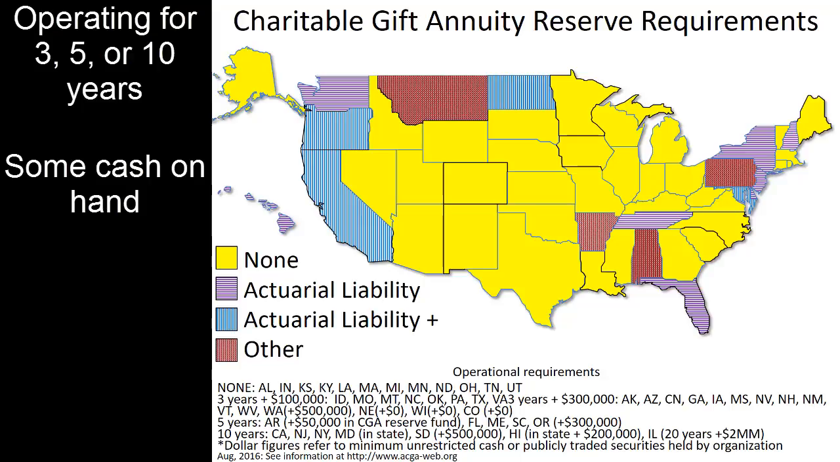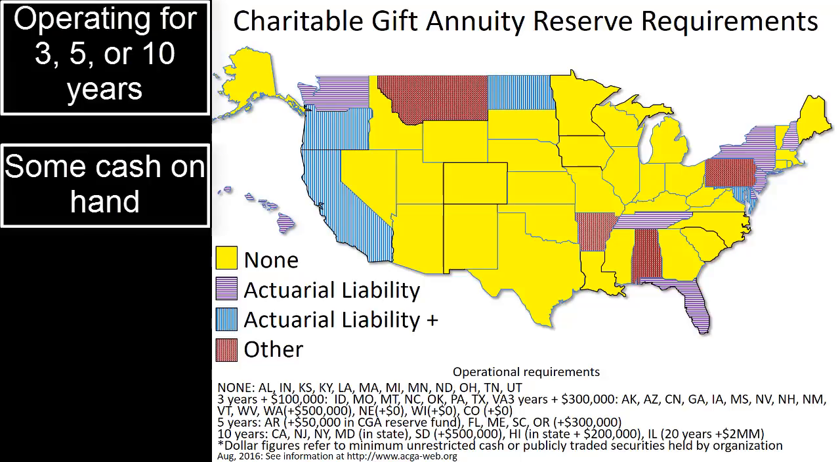Further, these requirements for unrestricted cash are fixed dollar amounts that do not vary regardless of the number or amount of charitable gift annuities being issued by the nonprofit. In essence, these operational requirements simply limit gift annuity issuance to charities that are not brand new and have at least a little money in the bank.